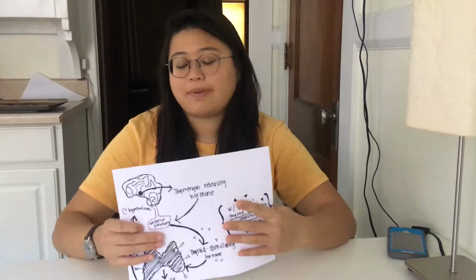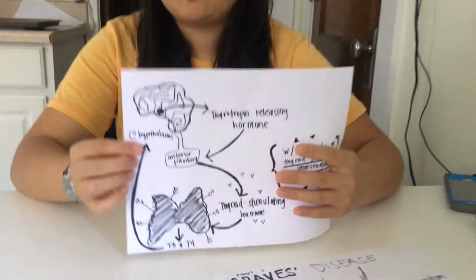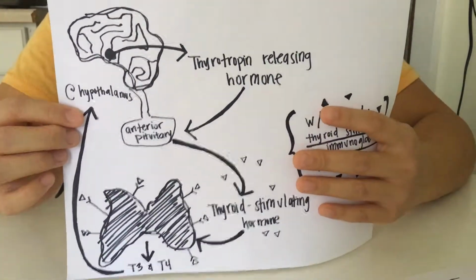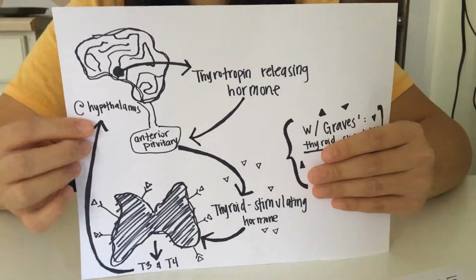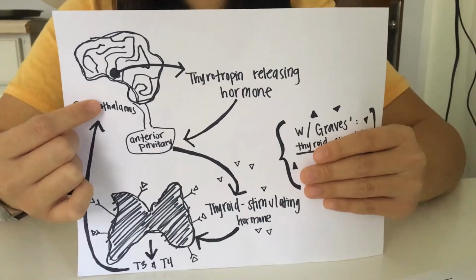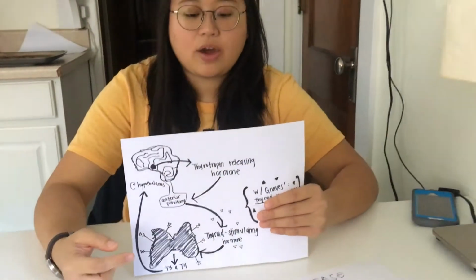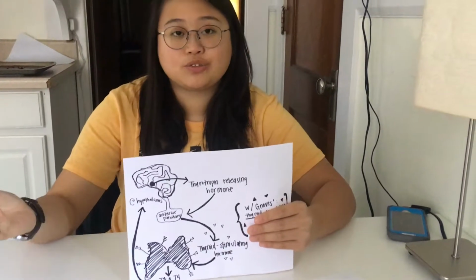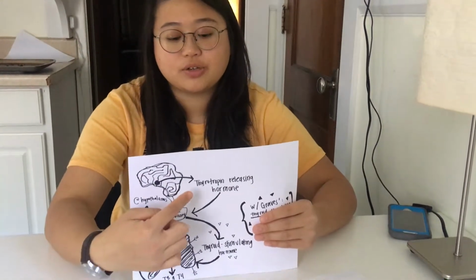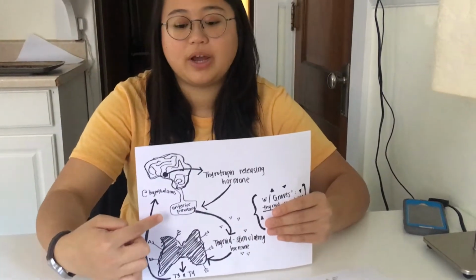So I'm just going to walk you through the normal pathway of what your thyroid would normally do. The way your metabolic pathway that includes the thyroid usually works is at the hypothalamus, this portion of the brain right over here, a hormone is produced called the thyrotropin releasing hormone, or TRH for short. So TRH is produced, and that's sent over to the anterior pituitary gland at the base of your brain.